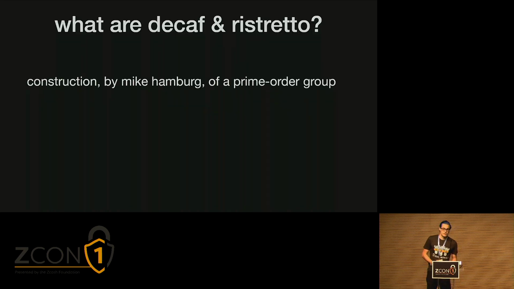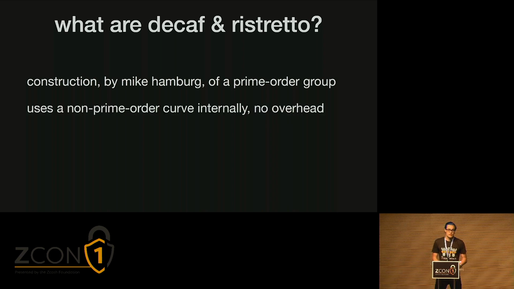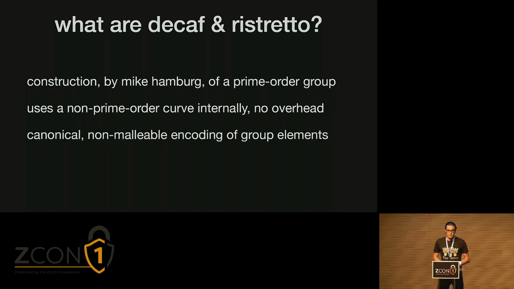So this is a construction by Mike Hamburg of a prime order group. It uses a non-prime order curve internally, and it just forwards all the group operations into that curve, so there's no overhead to do any group operations. And you get this canonical, non-malleable encoding of elements of a prime order group.